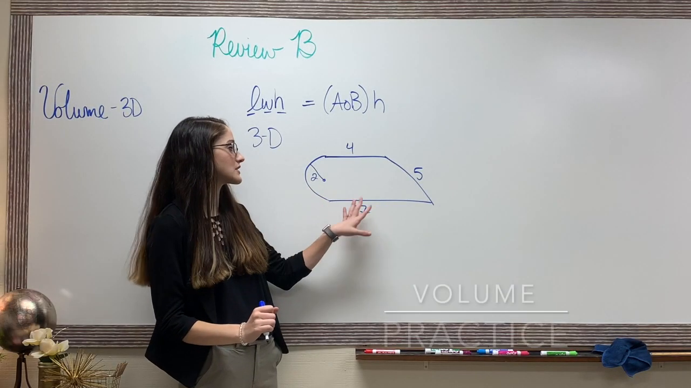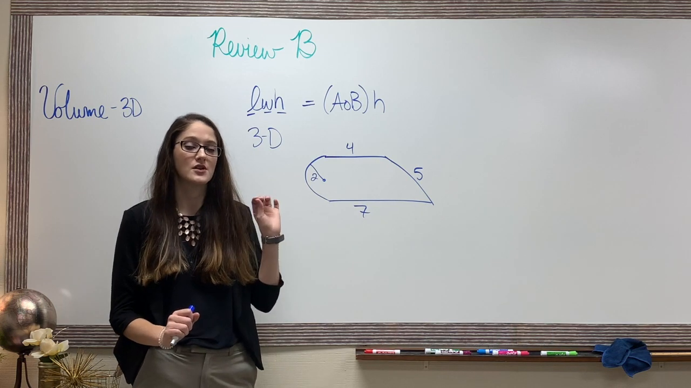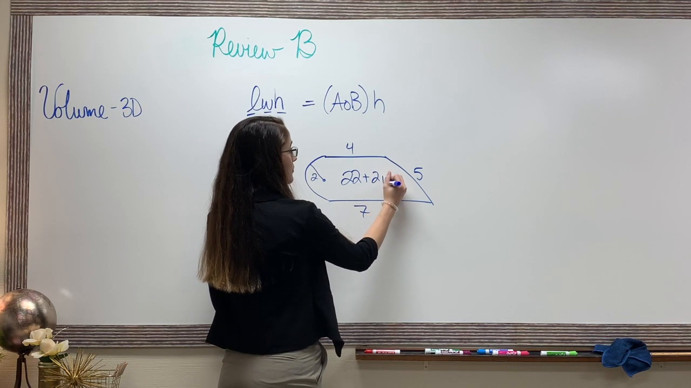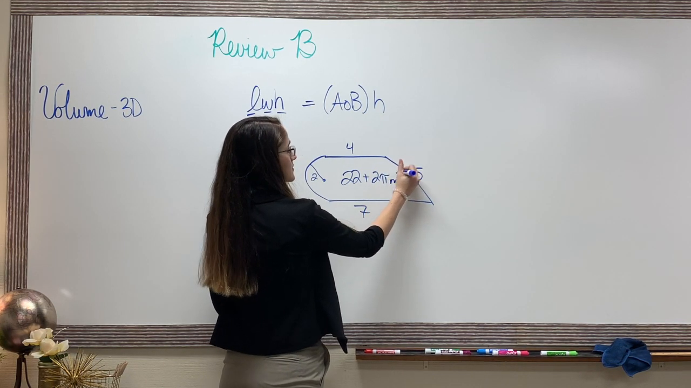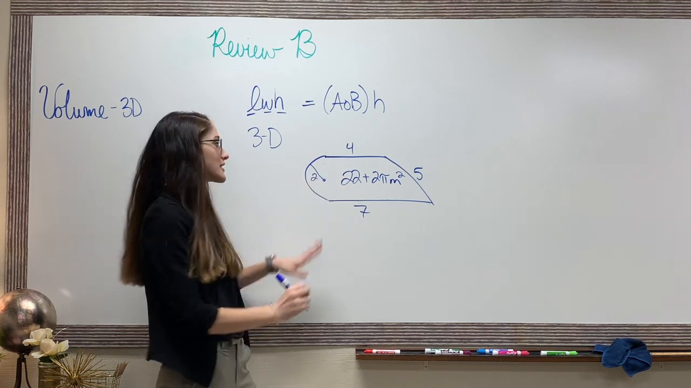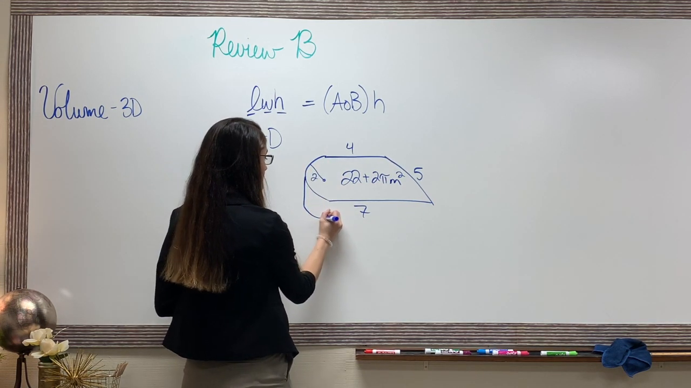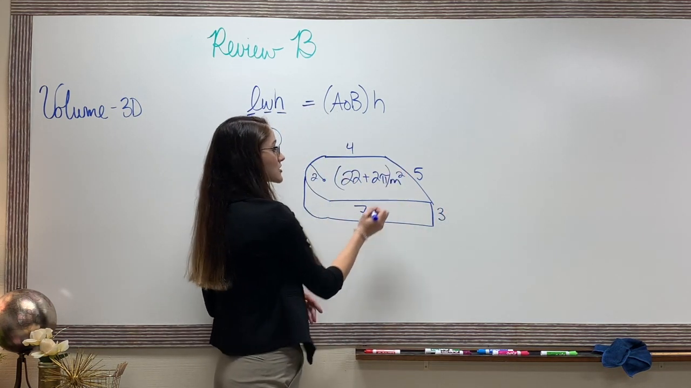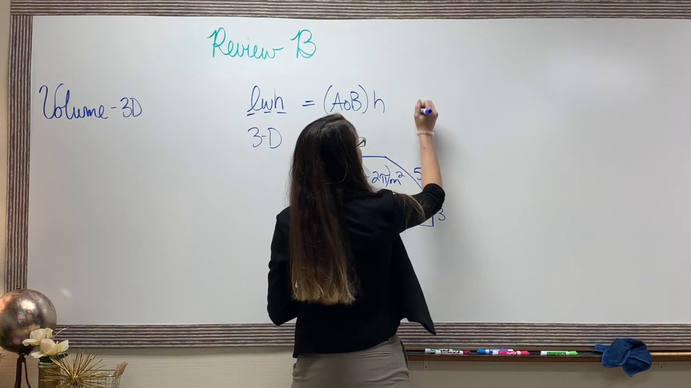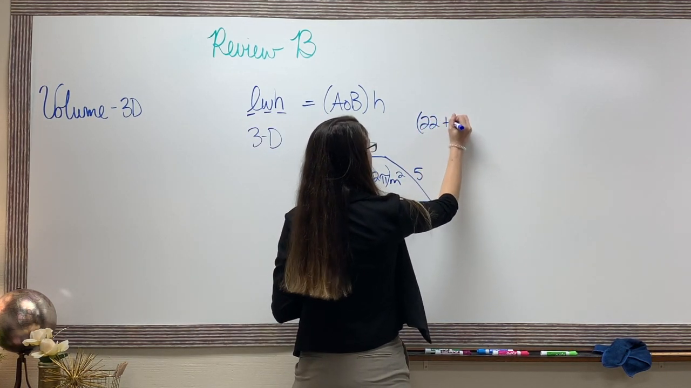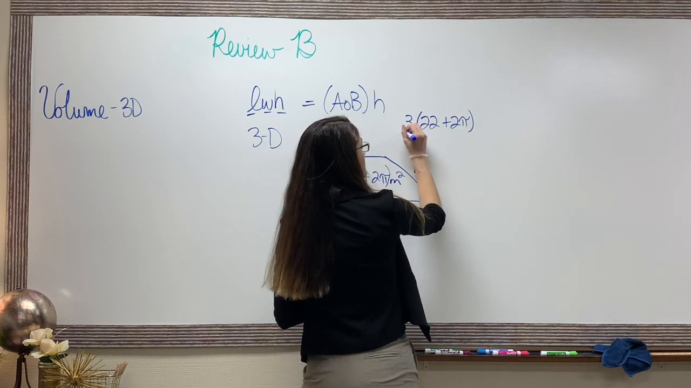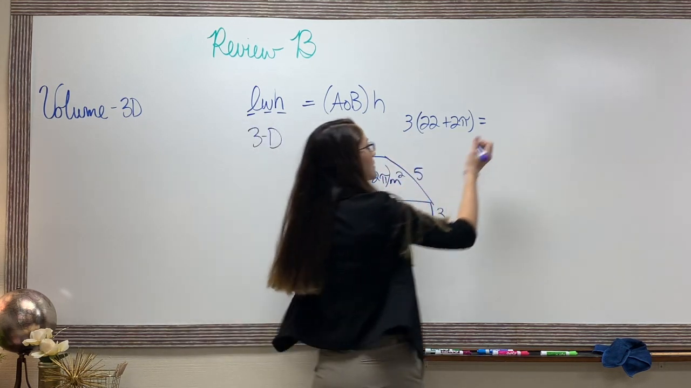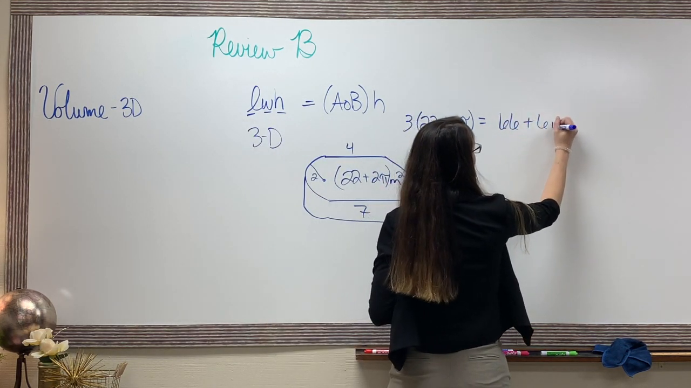Okay, so let's say we are dealing with this shape. We have already found our area. It was 22 plus 2 pi meters squared. Okay, same shape, but now they are giving it a height of 3. All I'm going to do is take this measurement and multiply it by my height. And in this case, I'm still going to leave pi as pi, so I'm going to distribute the 3. So it's going to be 66 plus 6 pi.